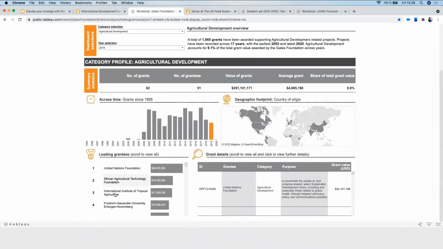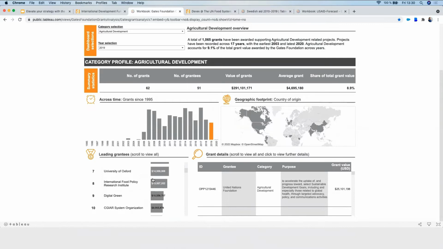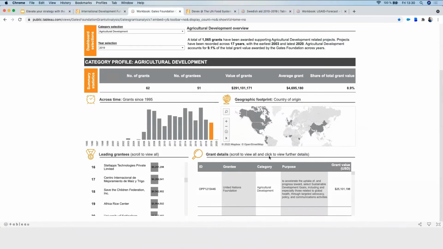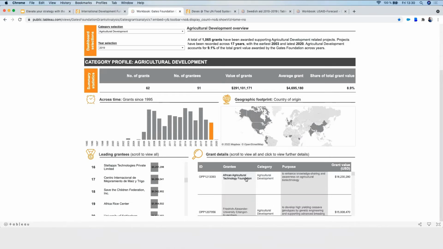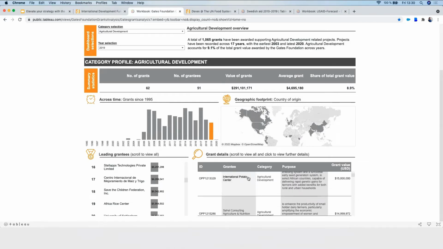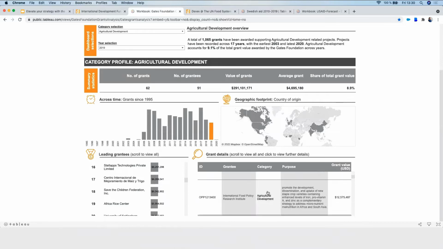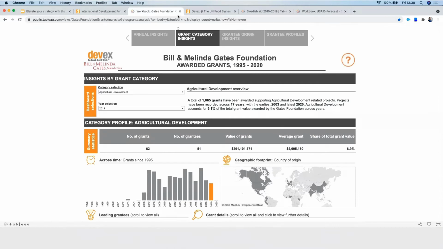So what you can see here is their leading grantees, so who have received the most grants under the specific category. You have some examples, and you can, again, do some more research on these organizations to find potential partners. And then you can also have the detail of each one of the grants that have been awarded. So again, you have the value, the purpose, the grantee, and the category. In this case, all being agricultural development. So all of this is very helpful when trying to approach a new donor we haven't worked with before.